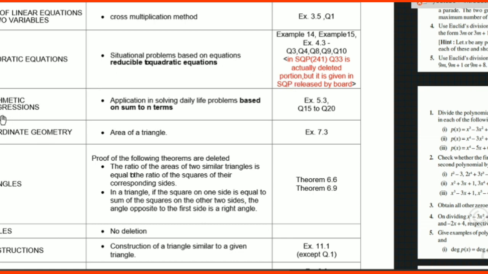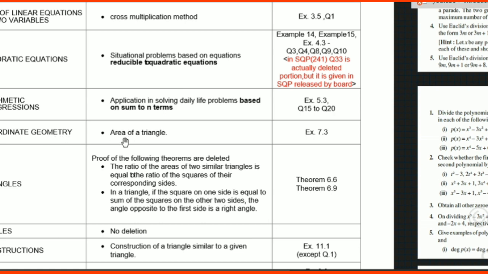And then going to arithmetic progressions. See, applications in solving daily life problems based on the sum of n terms, right? The questions based on this chapter are in exercise 5.3, question number 15 to question number 20. If you open the exercise in the textbook, you will find questions number 15 to 20 very easily, right? That is the reason I didn't show it. Coordinate geometry.